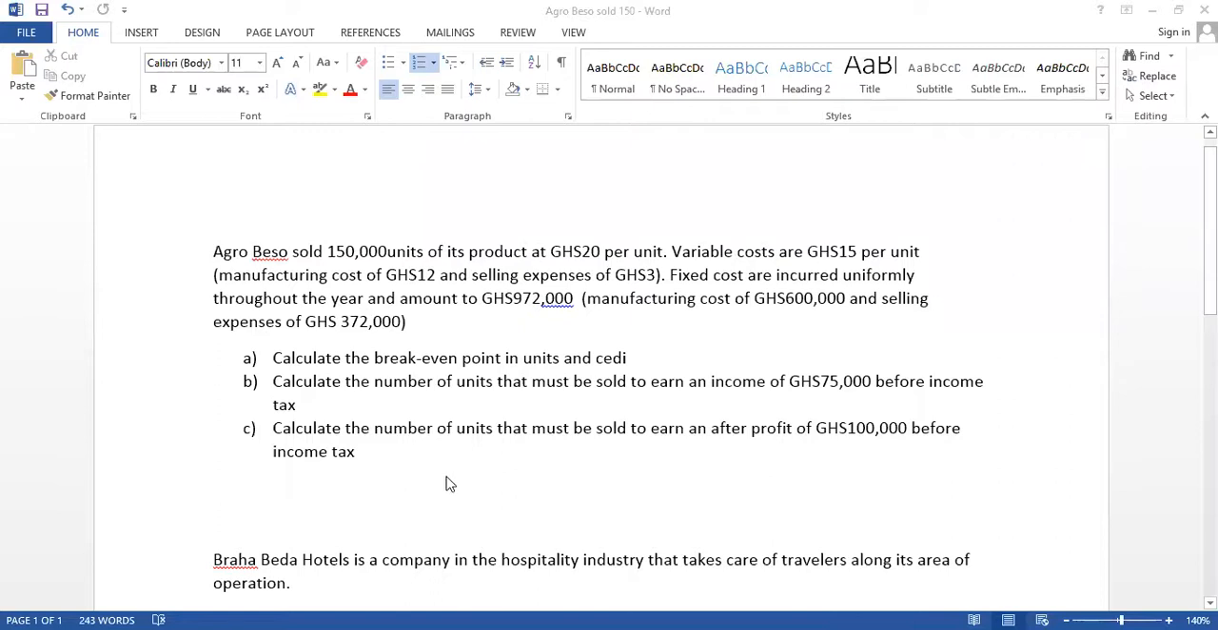If the tax rate is 40%, good. So Professor is yours. Calculate the number of units that must be sold to earn an after-tax profit of 100,000, if the income tax rate is 40%. So this one, I name it Professor here. If the tax rate is 40%.